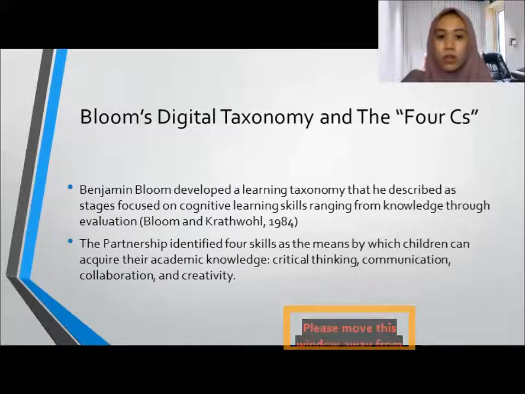And there is also the Partnership for 21st Century Skills, which identified skills as the means by which students can acquire their academic knowledge. They are critical thinking, communication, collaboration, and creativity.